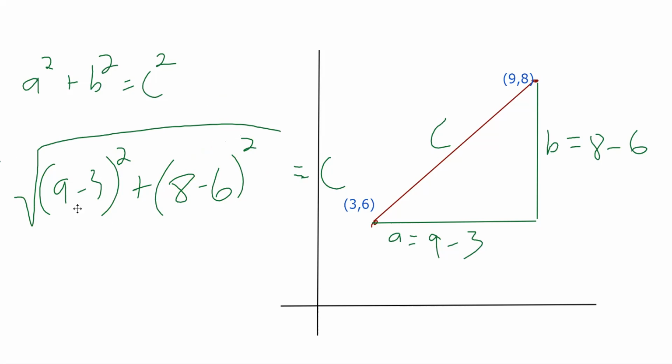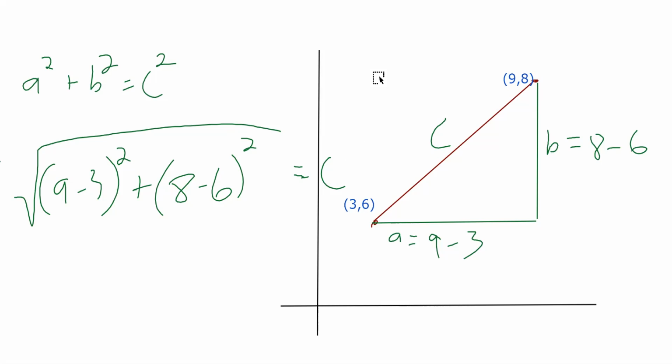It's just the difference in the x values squared plus the difference in the y values squared. Then you take the square root of that entire thing there. So that's pretty awesome, I think. That's really kind of cool. That's why the distance formula makes sense.